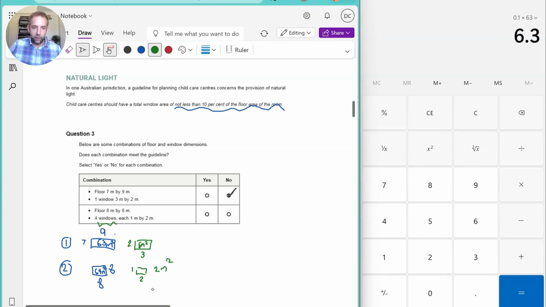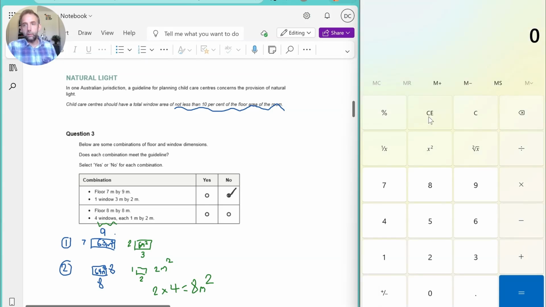Okay, so if I just put here 2 times 4 equals 8 meters squared, because I have 4 windows, not 1. So I have a floor area of 64. Let's figure out what 10% of that would be. 10% of 64 is going to be a little bit more than 6. So you might already be thinking, yeah, 8 meters squared is enough.